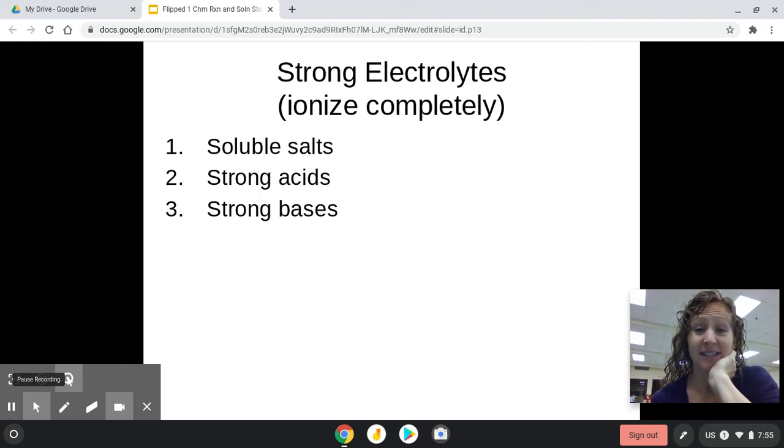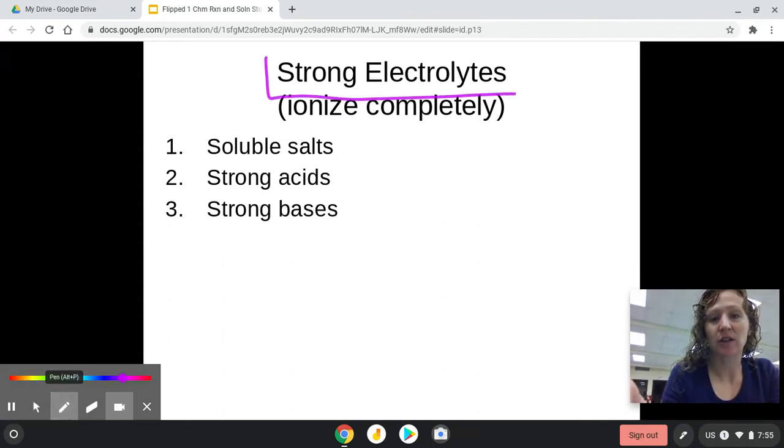Okay, so the next set of definitions, we're going to talk through what are strong electrolytes, what are weak electrolytes, and what are non-electrolytes. So there's definitions inside of this. So try and hang on to that framework. What's a strong, what's a weak, what's a non-electrolyte? The first thing we're going to talk about is what is a strong electrolyte.